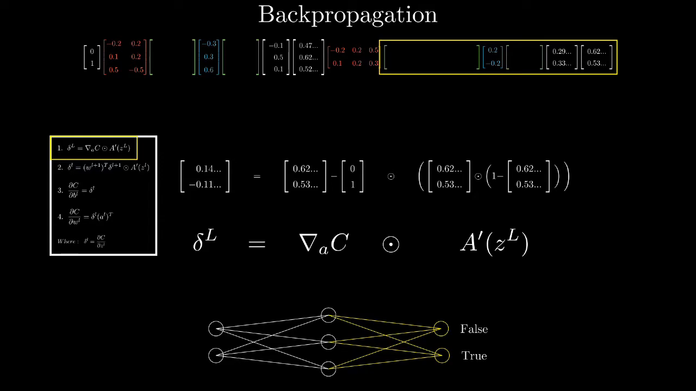The second part of our equation, σ'(Z^L), is the derivative of our activation function. In this case, we are using the sigmoid activation function. The derivative of the sigmoid function is itself multiplied by 1 minus itself. Sigmoid of Z equals A. Thus we can say the derivative of sigmoid with respect to Z is equal to A multiplied by 1 minus A.